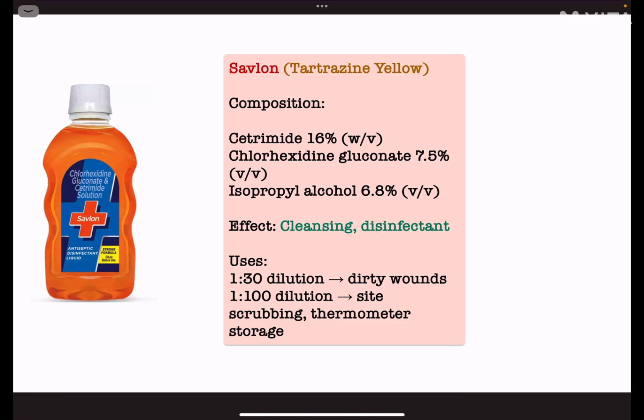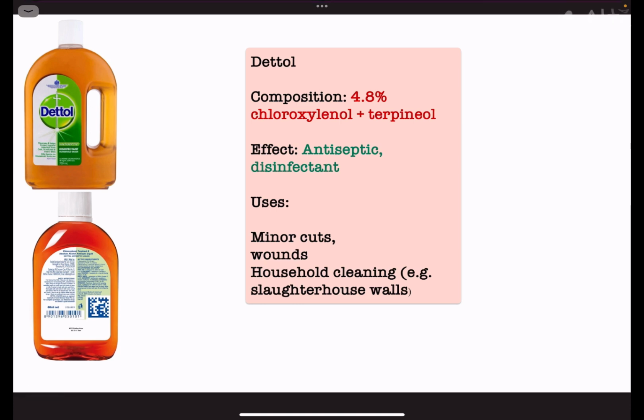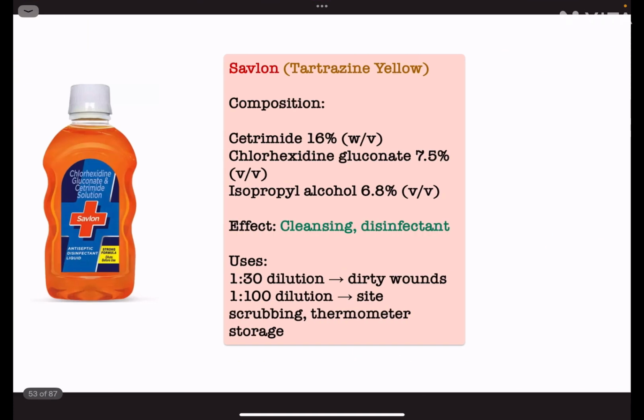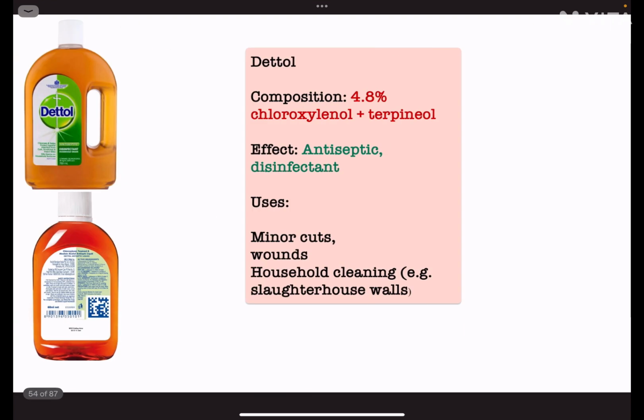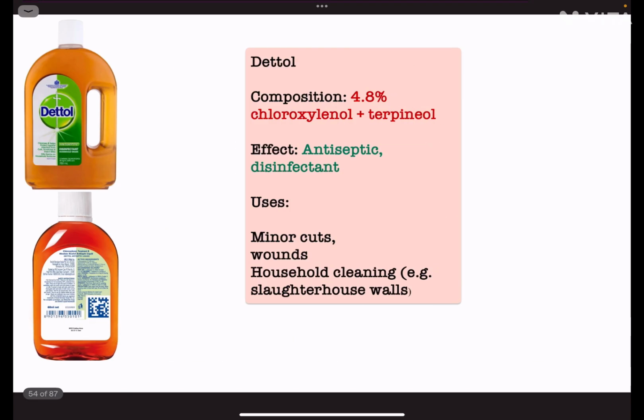Effect: Savlon is cleansing and disinfectant, whereas Dettol is antiseptic and disinfectant. Now, Savlon 1 to 30 dilution for dirty wounds and 1 to 100 dilution for scrubbing and thermometer storage. Whereas Dettol is used in minor cuts, wounds, household cleaning of slaughterhouse walls, etc.